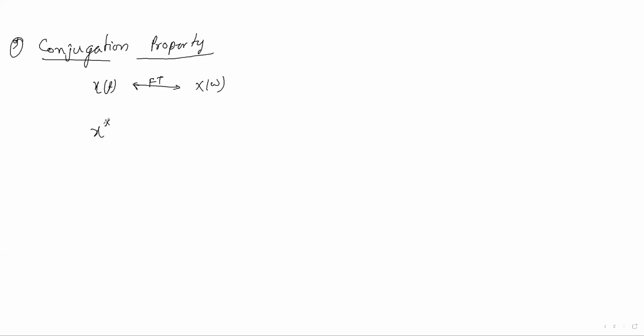Take the 9th property, that is the conjugation property. This property says if the Fourier transform of x(t) is X(omega), then the conjugate of the signal, the star meaning conjugation, will have Fourier transform X star of minus omega.